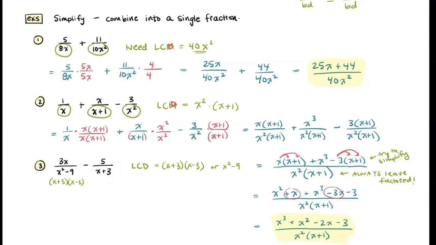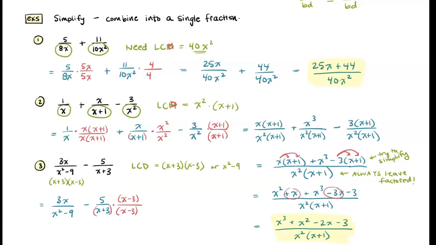Okay, so what we're going to do is take, the first fraction already has the LCD. So all we're going to do is take the second fraction, and we're going to multiply it by x minus 3 in parentheses over x minus 3 in parentheses. I'll just stick a parentheses around that x plus 3 in the bottom as well.